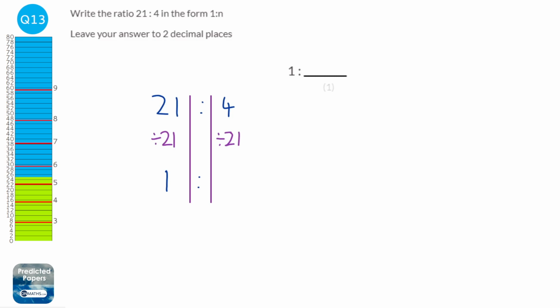4 divided by 21 is 0.190 blah blah blah. It says it wants it to 2 decimal places, so it's going to be 1 to 0.19.